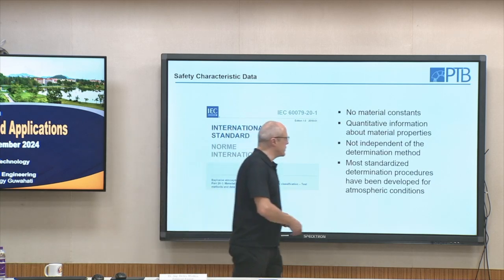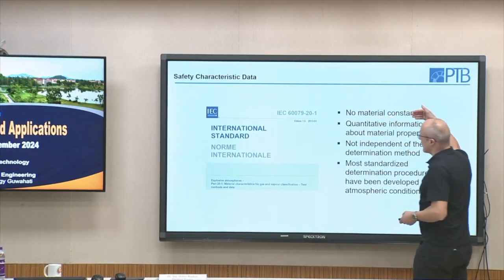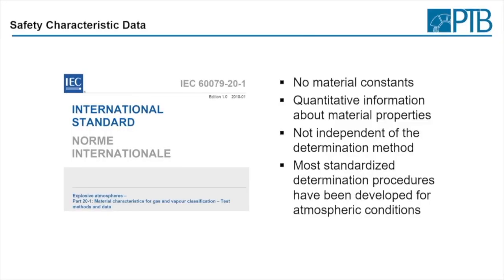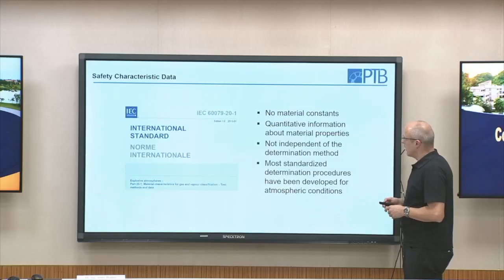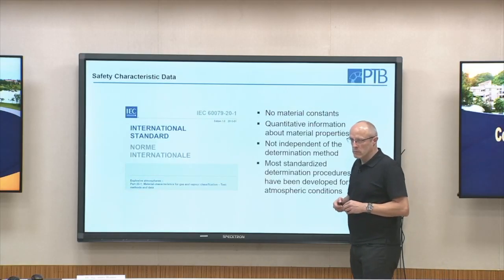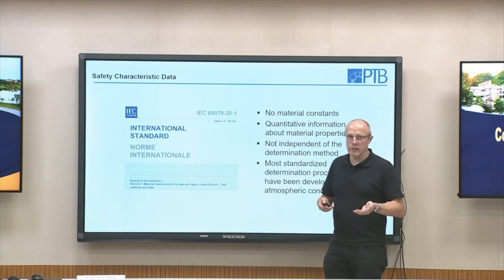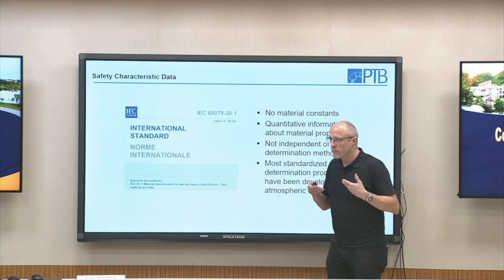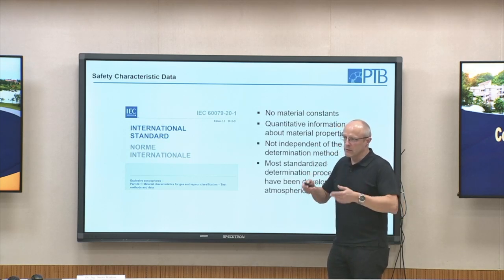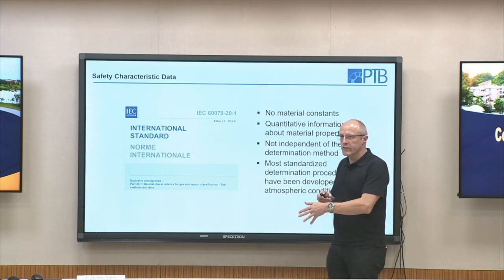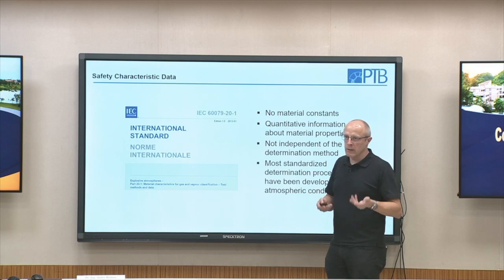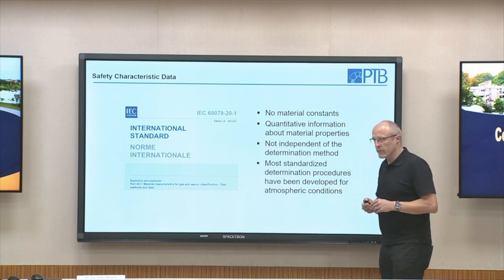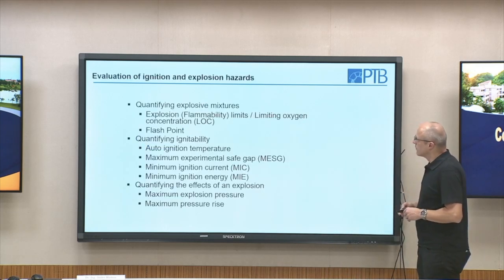So as I've said before, we don't have material constants here, so it depends strongly on the determination method, but it gives us quantitative information about the material properties. So 40 millijoule minimum ignition energy of ammonia means it has nearly 1,000 times higher ignition energy compared to hydrogen. So ammonia we can handle much more easily than hydrogen. Therefore we need this data.